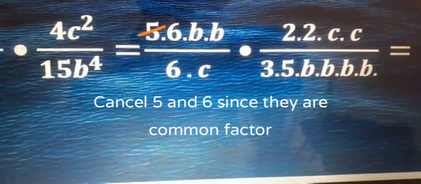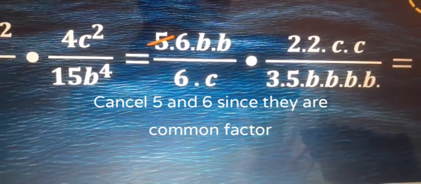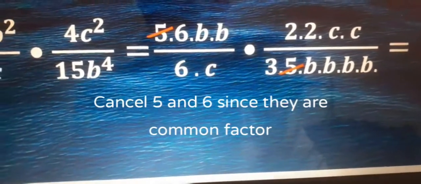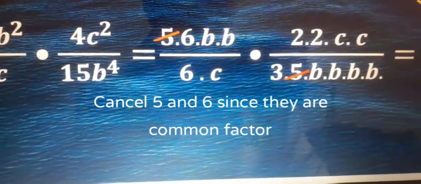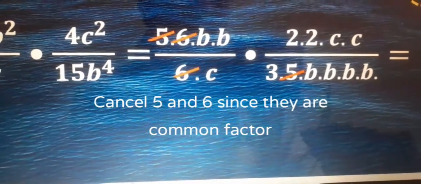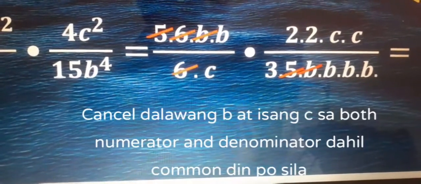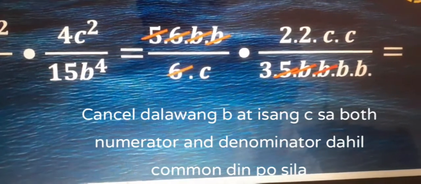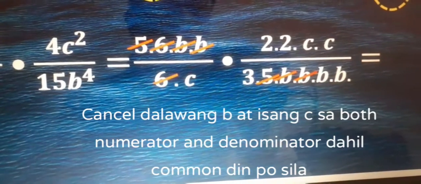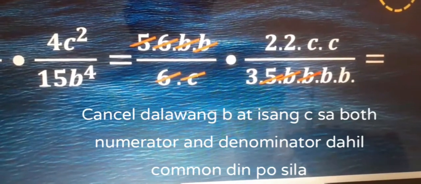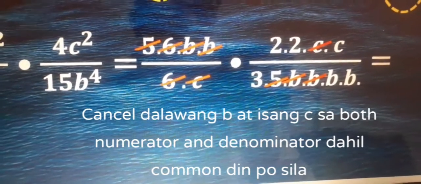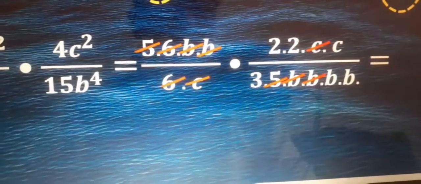We have now, since merong 5 sa taas, then meron din pong 5 sa baba, we have to cancel out for that. Tulad ng sinasabi ko po kanina, na sa cancellation, pwede po tayo mag-cancel ng diagonal and vertical. Then 6, magkaparehas naman po sila, tanggalin na rin po natin. Then we have B, isa, then another partner, dalawa. Yung natira po natin, yung 2 times 2, C times C. Kaya lang, yung C natin, meron din sa baba. So we can cancel out at least 1.